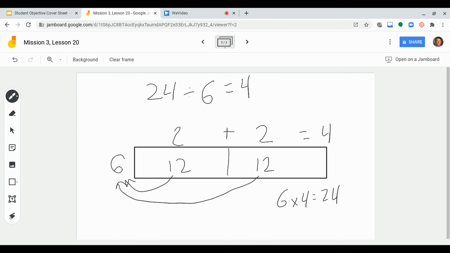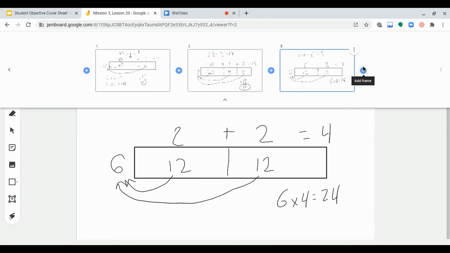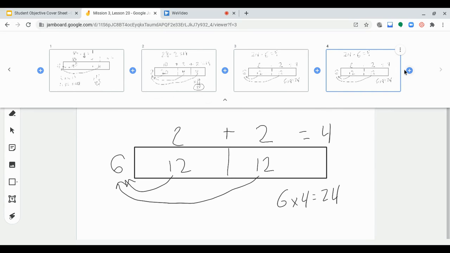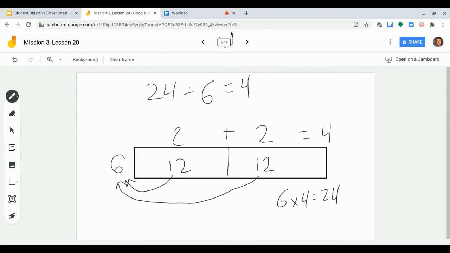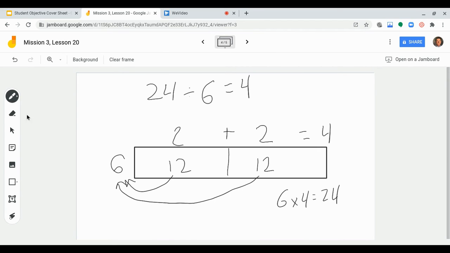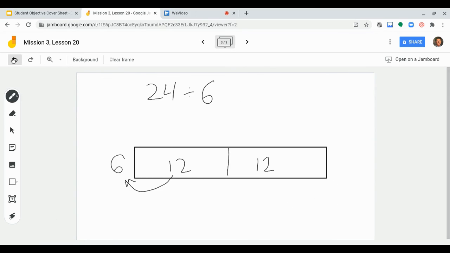Now, I want to caution against one thing, because this is where I don't want you to get confused. I'm going to add one more here. We're going to duplicate the same one that we just did. But let's say that I'm going to get rid of all of this that I had, and I'm going to go back to 24 divided by 6 with a blank box.